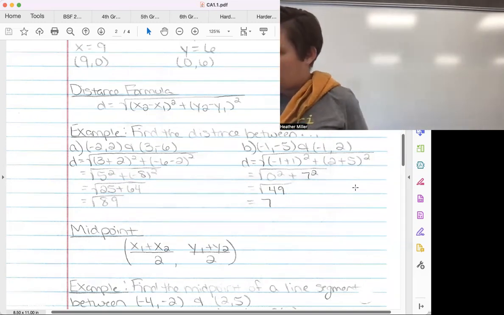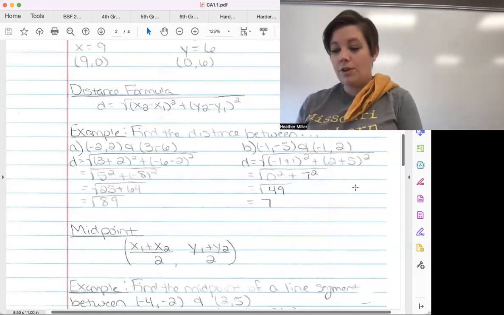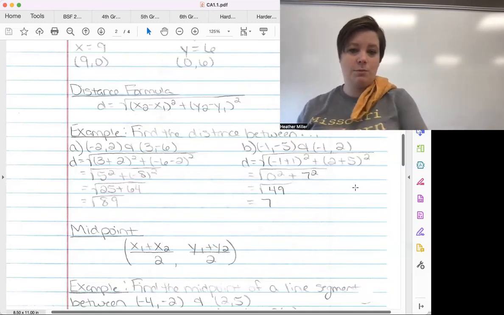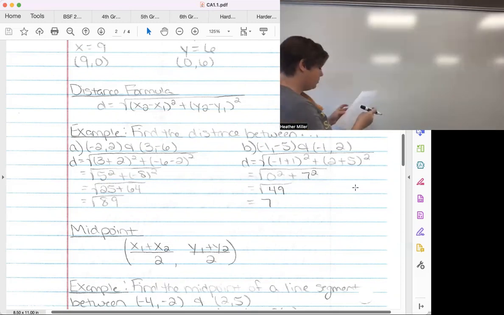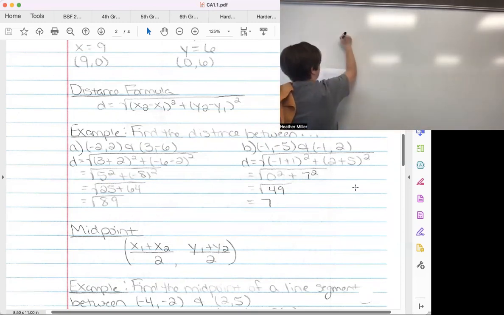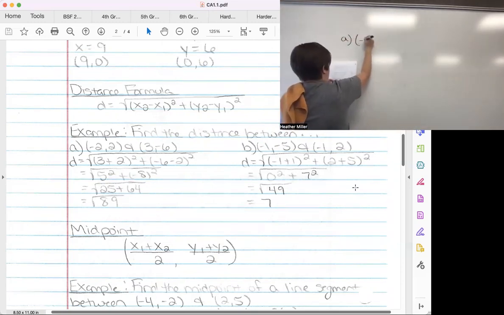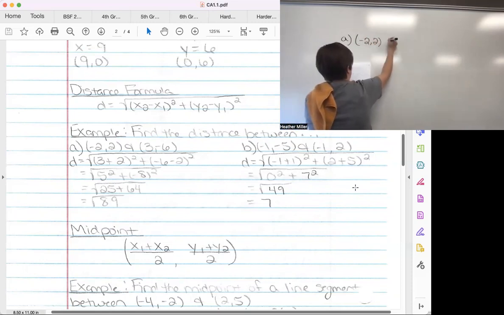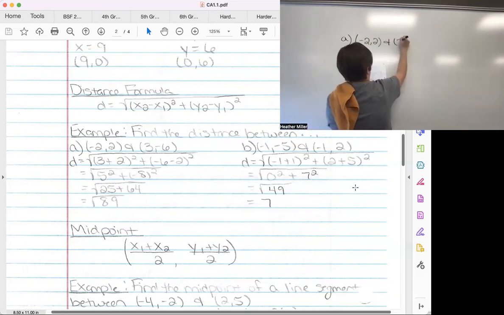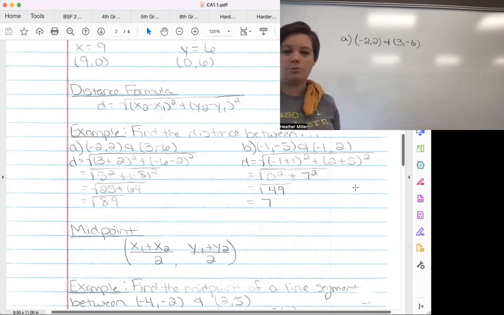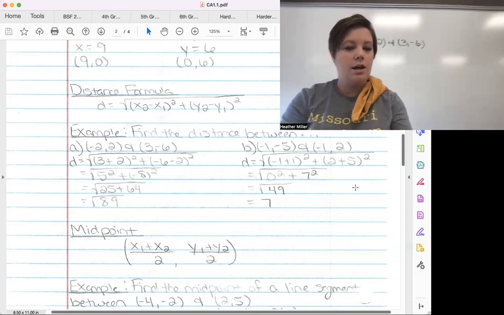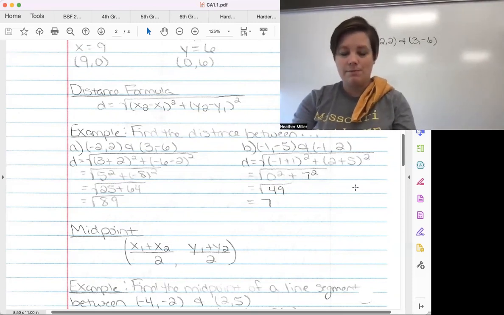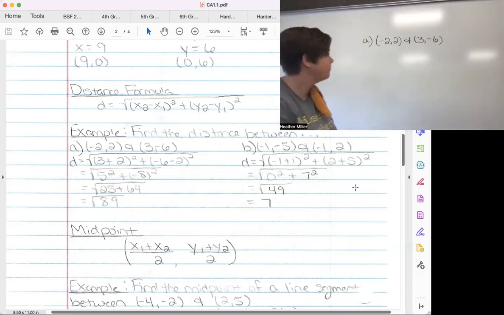So let me get my black one. We're going to find the distance between these 2 different points. The first one, we're finding the distance between (-2, 2) and (3, -6). That is how I make my ampersand sign. If it's weird to you, I'm sorry. The more you see it, the more you'll get used to it. And it's not too bad.